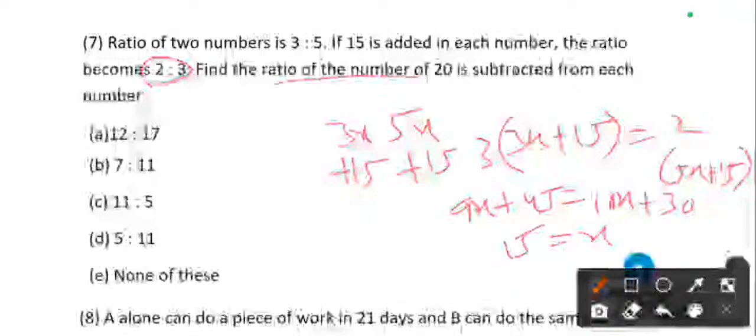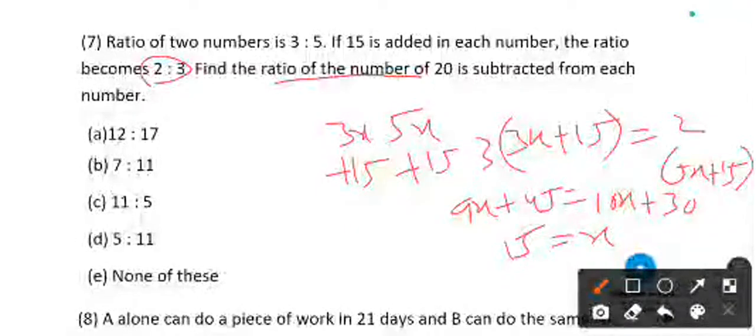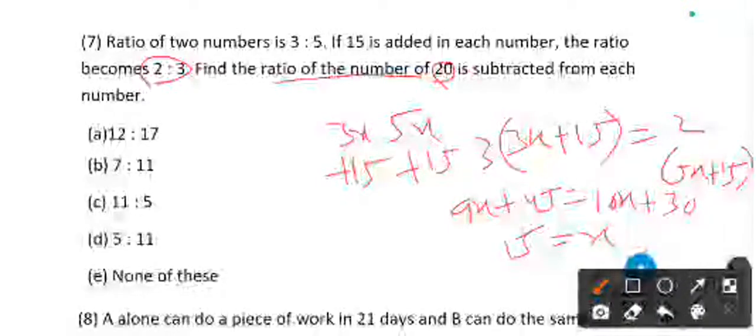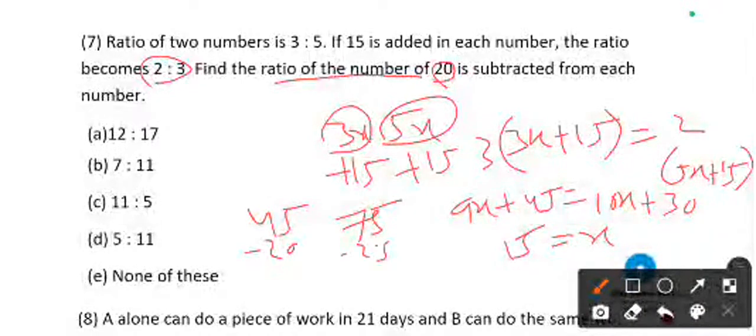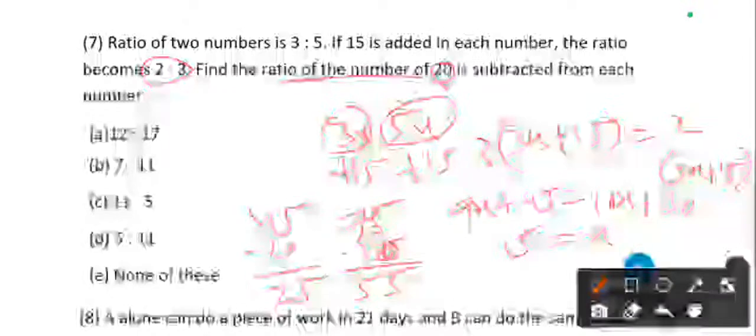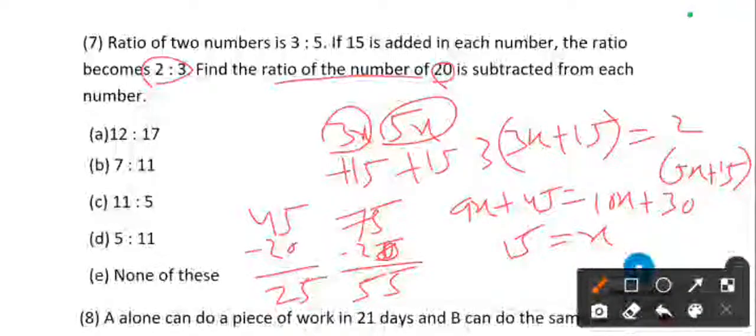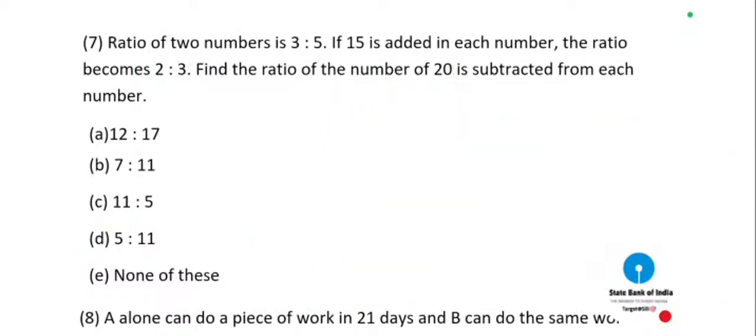If 20 is subtracted from each number, what is the ratio? Okay, first we need to find the numbers. 3 times 15 is 45 and 5 times 15 is 75. Subtracting 20 from each number, we need to find the ratio. Here we have 25 and here we have 55. The ratio we got is 5 times 5 and 11 times 5, so 5 is to 11. We got option D as the right answer. Next question.